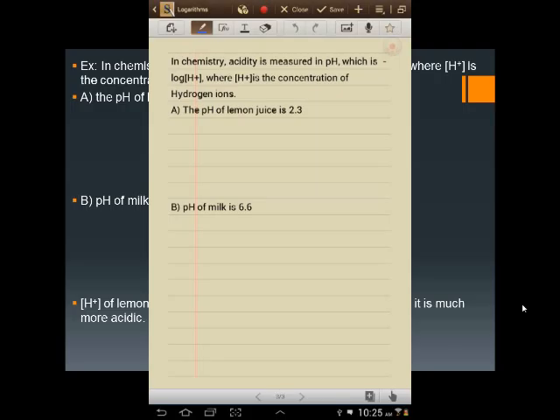So, in chemistry, like it says, the acidity is measured in pH. And it's the negative log of H plus, and H plus is the concentration of hydrogen ions. So the pH of lemon juice is 2.3, which means 2.3 equals the negative log of H plus. And we want to know what the concentration of hydrogen ions is. Now the first thing we're going to do is get that negative to the other side.